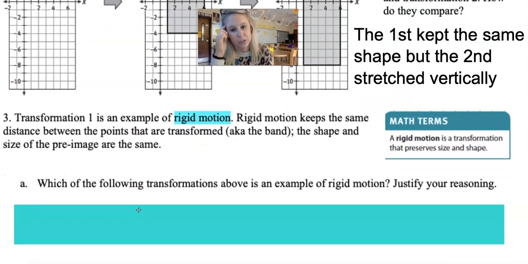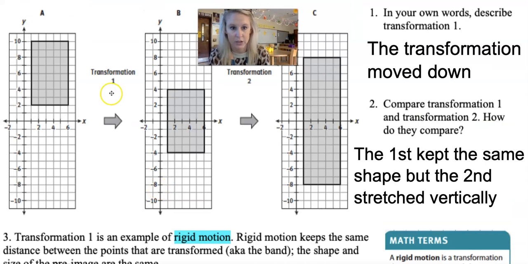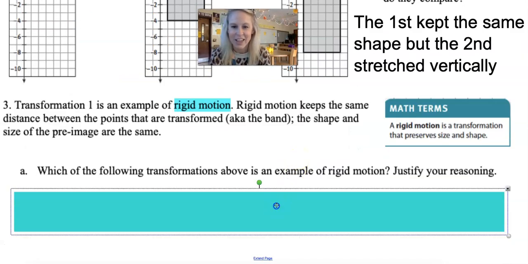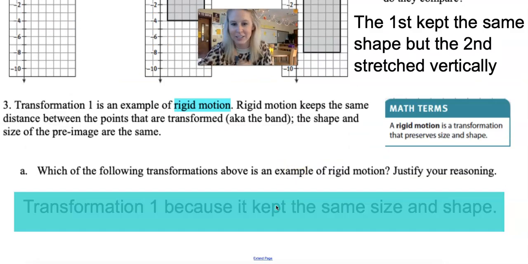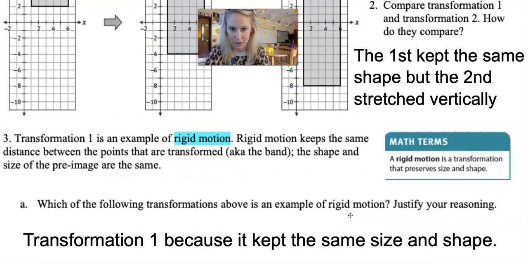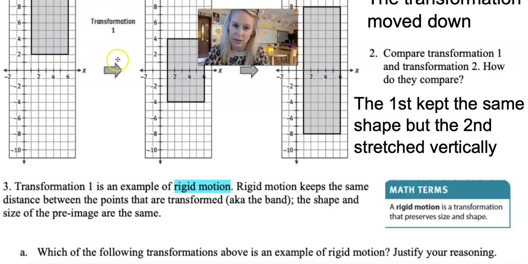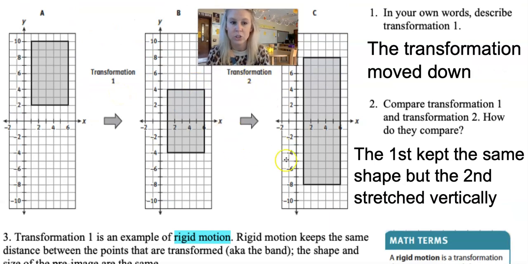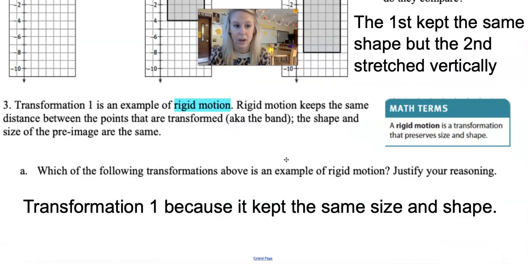So which of the following transformations above is going to be rigid then? So is it going to be transformation 1 or transformation 2? So the answer is transformation 1 because it's keeping the same size and the same shape. Okay? So again, this transformation 1 didn't change the size, didn't change the shape, it just moved its location. So this is an example of rigid motion. Transformation 2 would be an example of non-rigid because its shape changed, it got bigger, smaller, etc. Okay? All right. Let me know if you have any questions about rigid versus non-rigid motion.